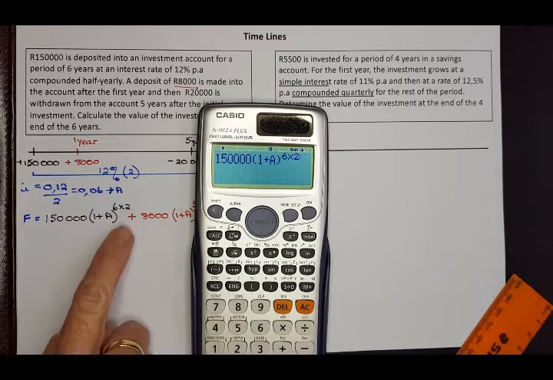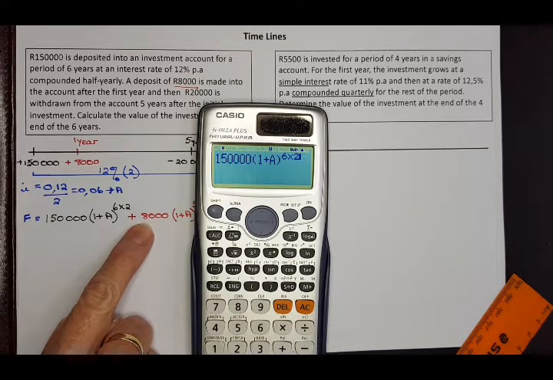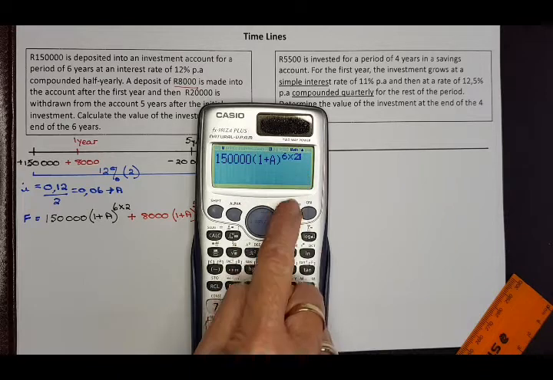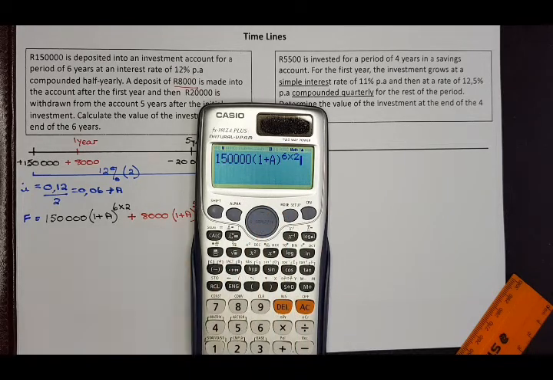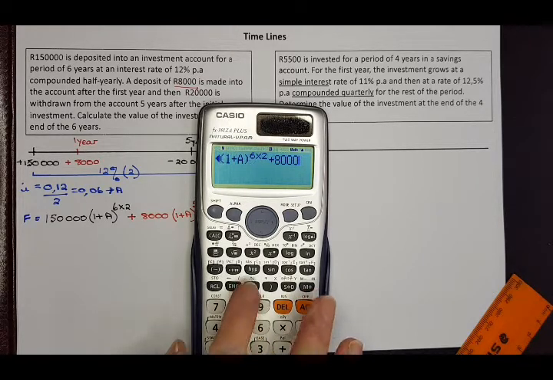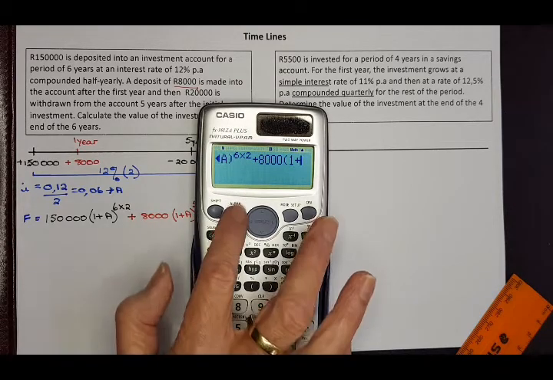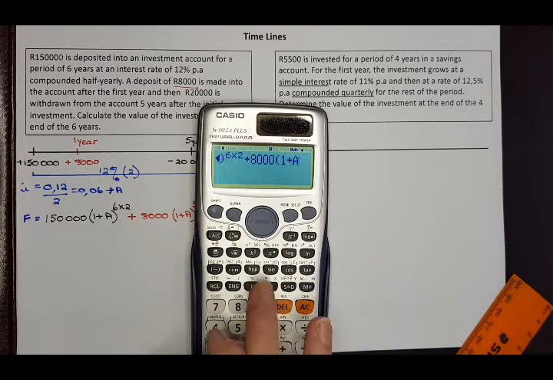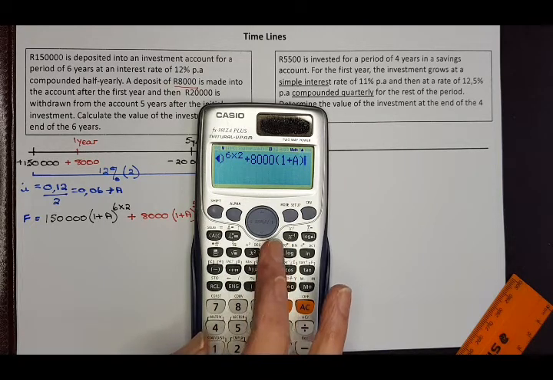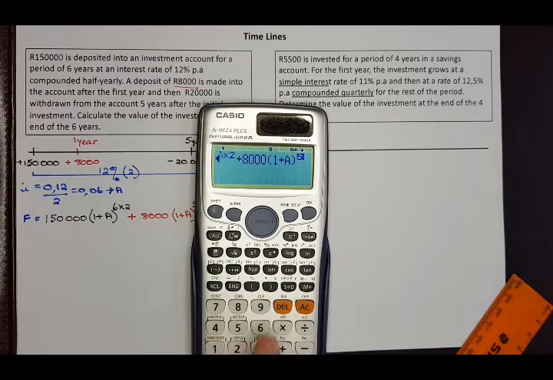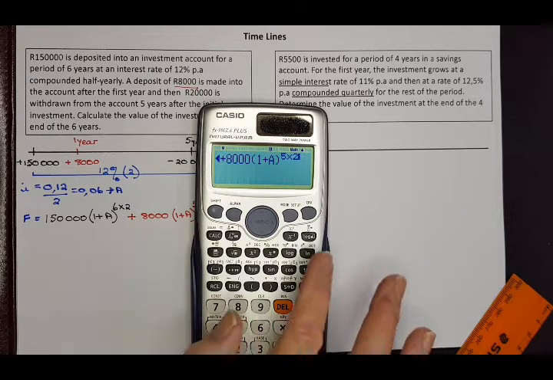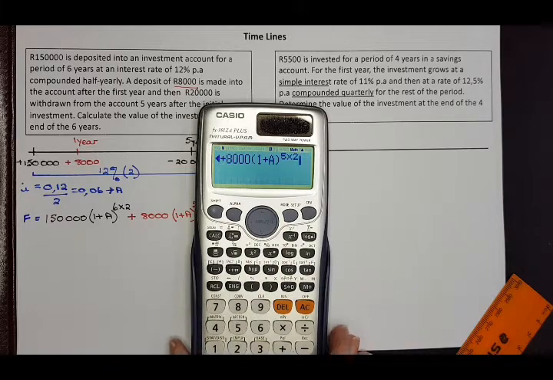Okay, now I'm going to add the next deposit. Make sure you move the cursor, otherwise you'll be adding to the exponent. So now I want to add 8,000, 1 plus, again I want to use A, so it's alpha A, close my bracket, raise it to the power, it was 5 years, and it's done twice a year. Again, make sure you move your cursor.